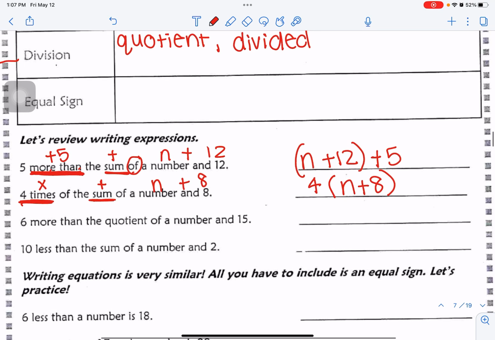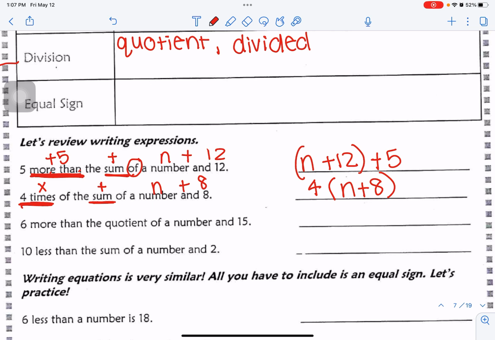So I want you to pause the video right now and see if you can do the next 2, 6 and 7.